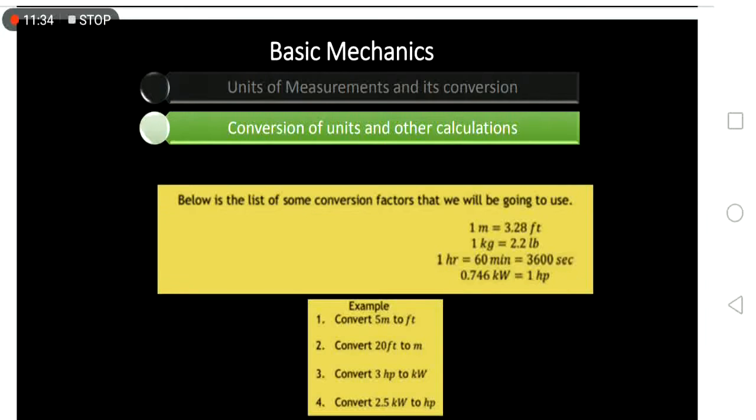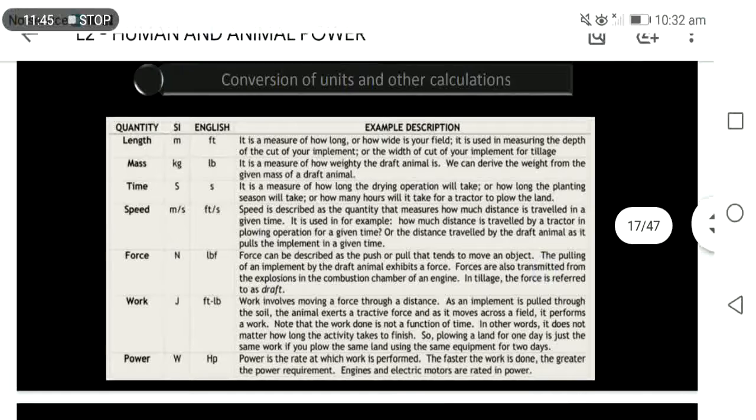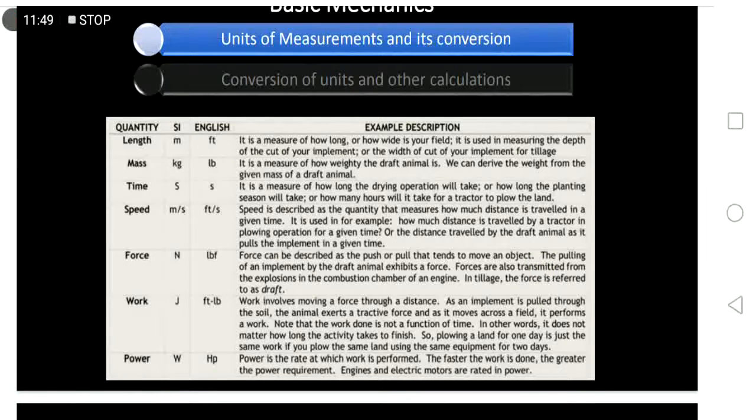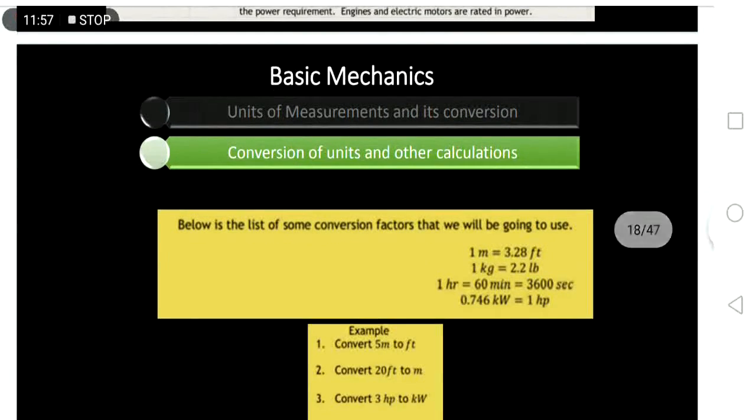So for the conversion of units from one system to another, here we see that we have two main systems. We have the SI and the English. There are ways for us to determine the equivalent of one unit in another. For example, 1 meter is how many feet? So we need the conversion. We need to convert the metric meter into feet in order for us to determine the specific equivalent values of the unit.